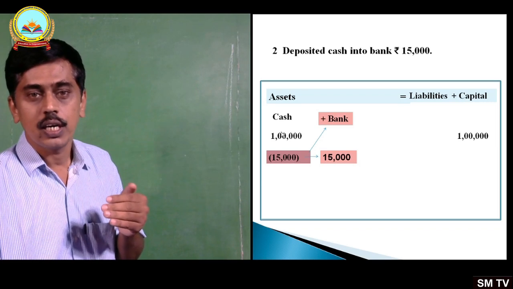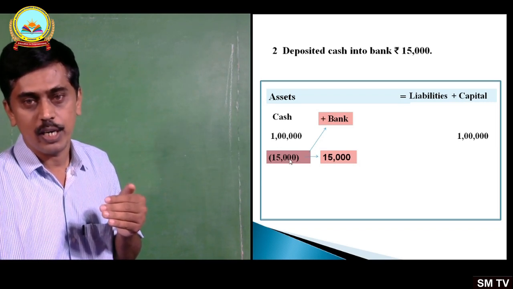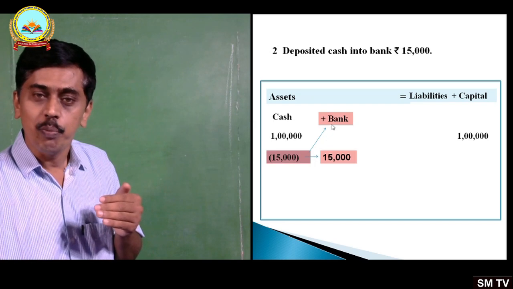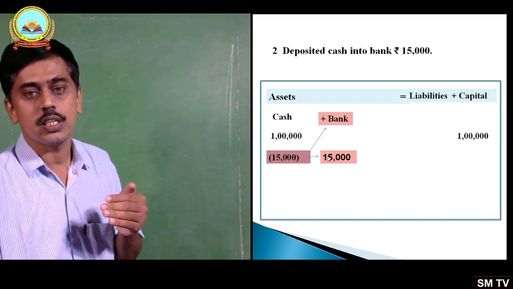So cash comes down here by rupees 15,000, but the bank balance increases by rupees 15,000.